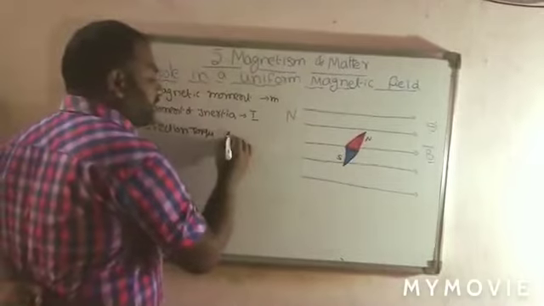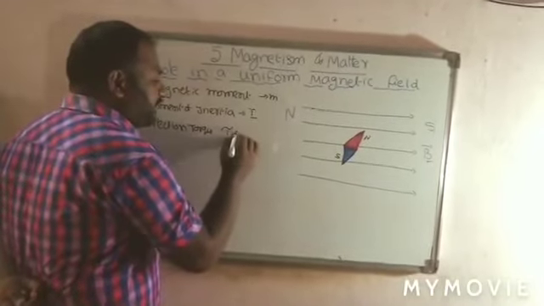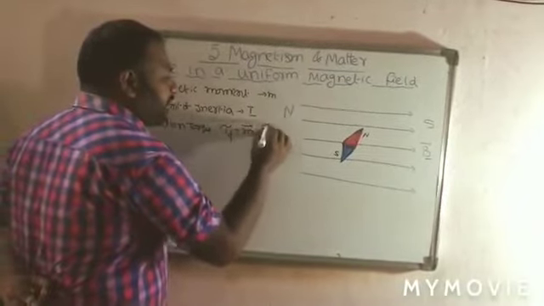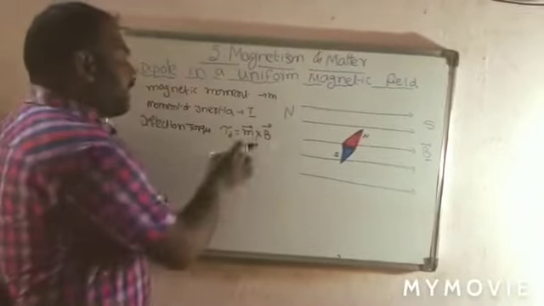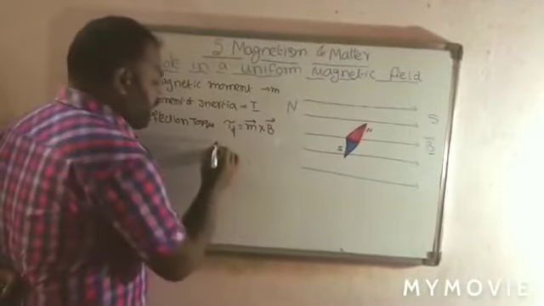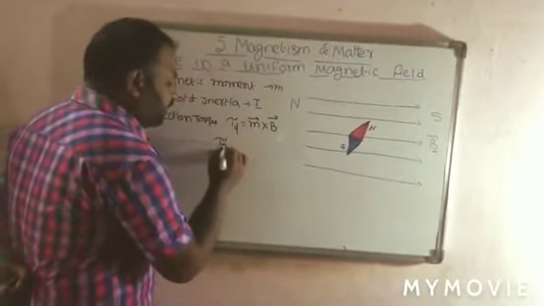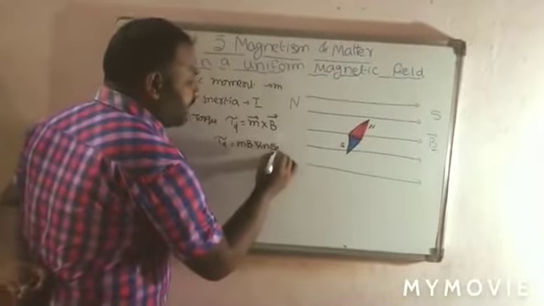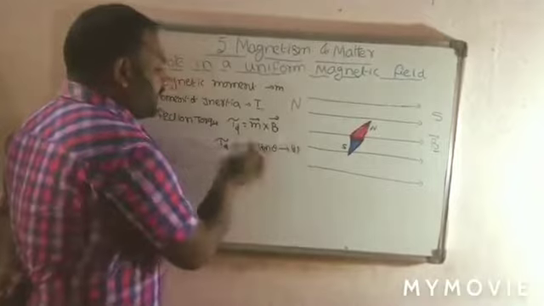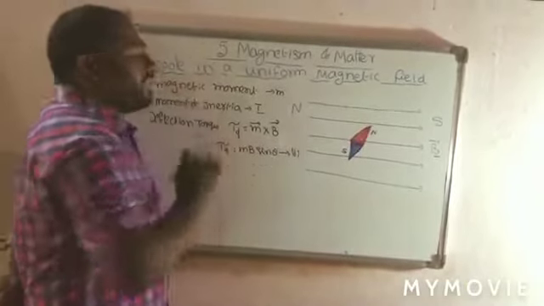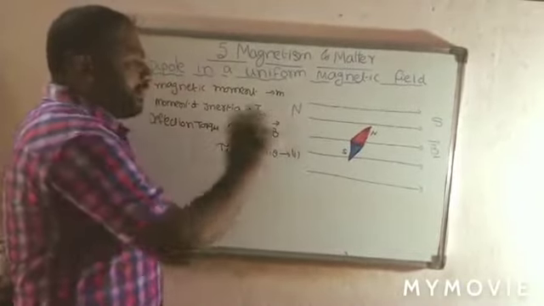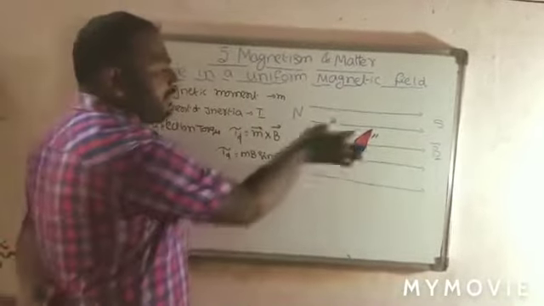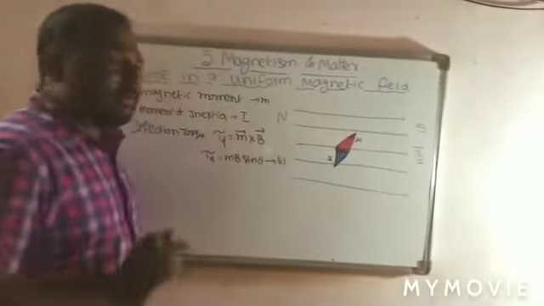Here the deflection torque is represented with tau suffix d. What is the formula for torque? The torque is nothing but m bar cross B bar. This is the deflection torque. Here I am going to write the deflection torque: tau d is equal to mB sin theta. It can be considered as equation 1. Here m is the magnetic dipole moment, B is the magnetic field where we place the dipole, and theta is the angle between the magnetic field and dipole moment.